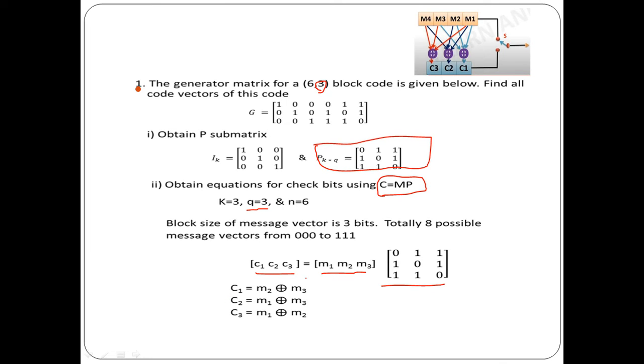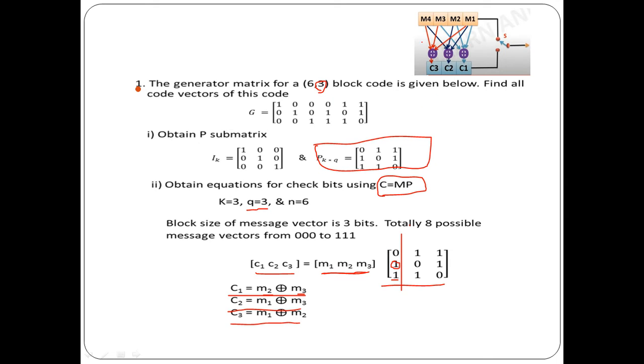So C1 is nothing but M1 XOR with 0, which is 0, so that will vanish. The second one, M2 with 1. This row and this column combine in the operation. So M2 into the second element, which is 1, gives M2. Then M3 into the third element, 1, is M3. So M2 XOR M3 is the C1 equation. Like that, we will get the C2 equation and C3 equation.